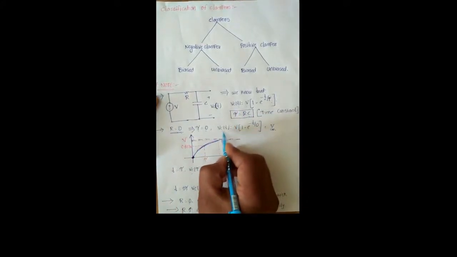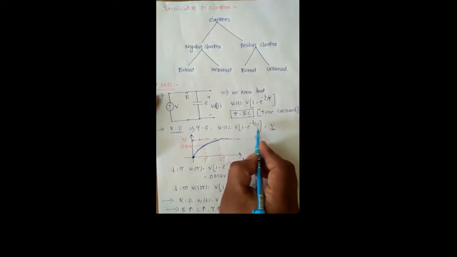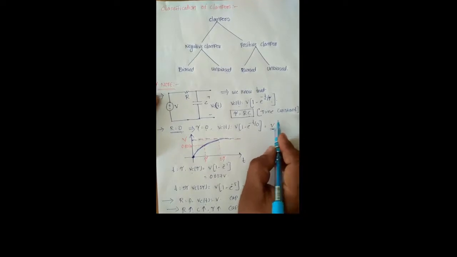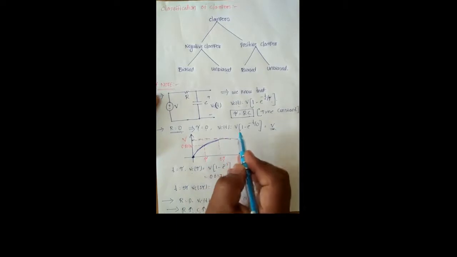For example, here we consider the resistor equal to 0. Then the time constant tau equals 0. Therefore, the voltage across the capacitor Vc of t equals V of 1 minus e power of minus t by 0. Then we get the voltage across the capacitor Vc of t equals V. It means that in this circuit, the resistor equals 0, then the time constant tau equals 0. Therefore, the capacitor can store the voltage very quickly.